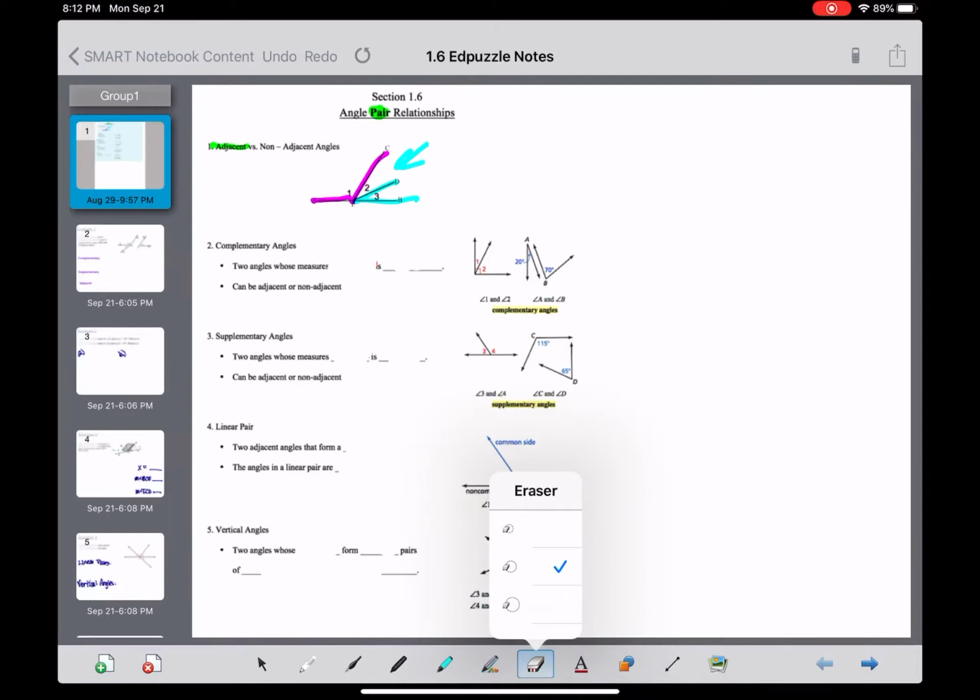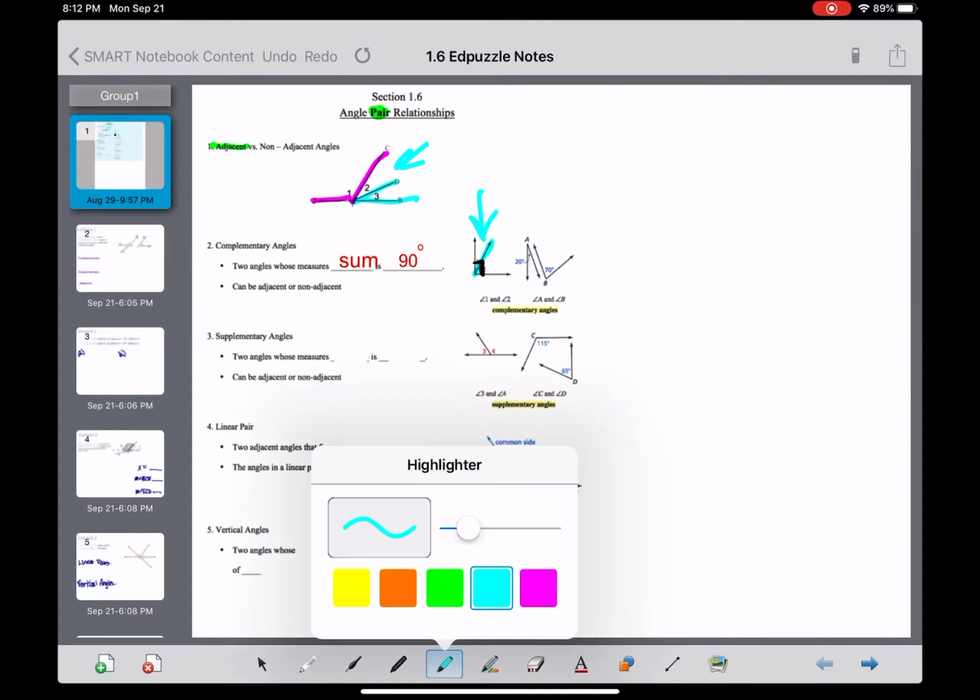The second set of angles that we are looking at are called complementary angles. Complementary angles are two angles whose sum is 90 degrees. Remember, the sum is the answer to an addition problem. So together they add up to make 90 degrees. They can be adjacent or non-adjacent. This first example is complementary angles that are adjacent because they have a common side. I also know that they are complementary because of our little box, and that box represents a right angle, which we know is 90 degrees.